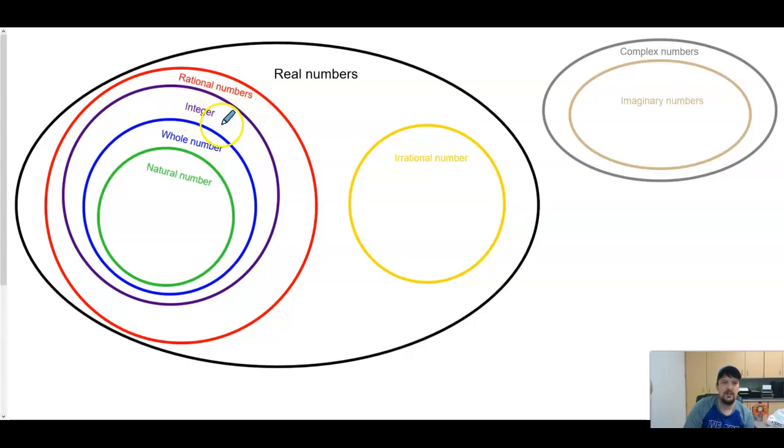Is it an integer? Is it a counting number, either positive or negative? Yes, it is. Is it a whole number? Is it 0 or a positive counting number? It's not. So -4 would get placed right here. And it's inside the purple circle, the red circle, and the black oval. So it is considered an integer, a rational number, and a real number.